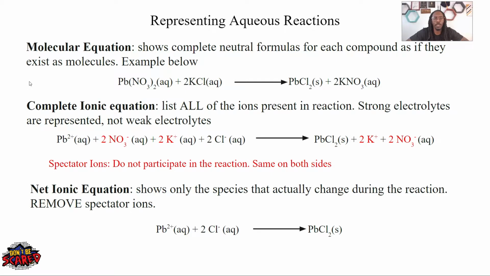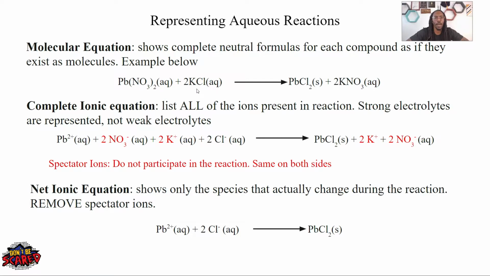Molecular equations are the ones that we've mainly been using so far. This is going to show the complete neutral formulas for each compound as if they exist as molecules. Example: we've got lead nitrate reacting with potassium chloride, giving me my lead chloride and potassium nitrate. So this is our standard equation. It's neutral, and it just has our reactants and products. Nothing special about it.